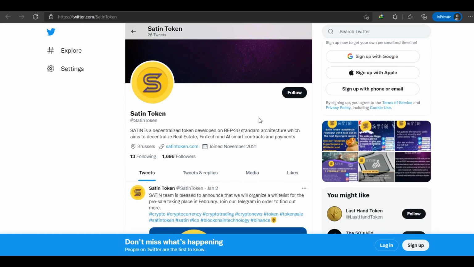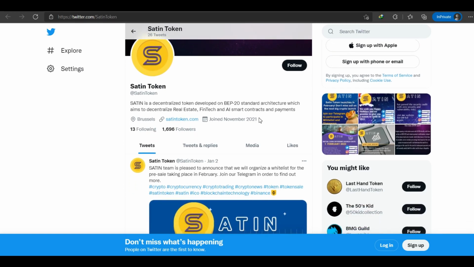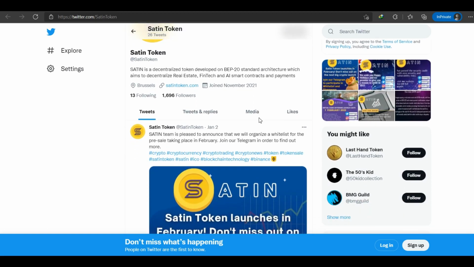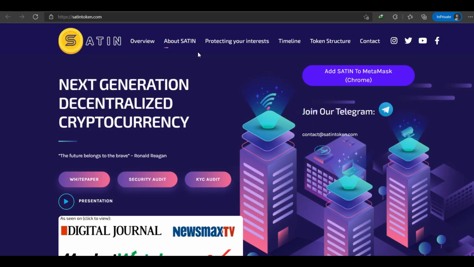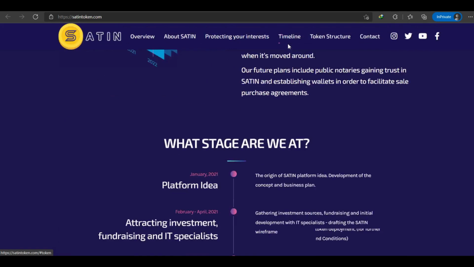Satin is a utility cryptocurrency token built on the BEP20 token standard on Binance Smart Chain, which aims to provide a decentralized means of payment for real estate assets, fintech solutions, and also other tangible and non-tangible assets or services thereof. Now let's see the roadmap of this awesome project.